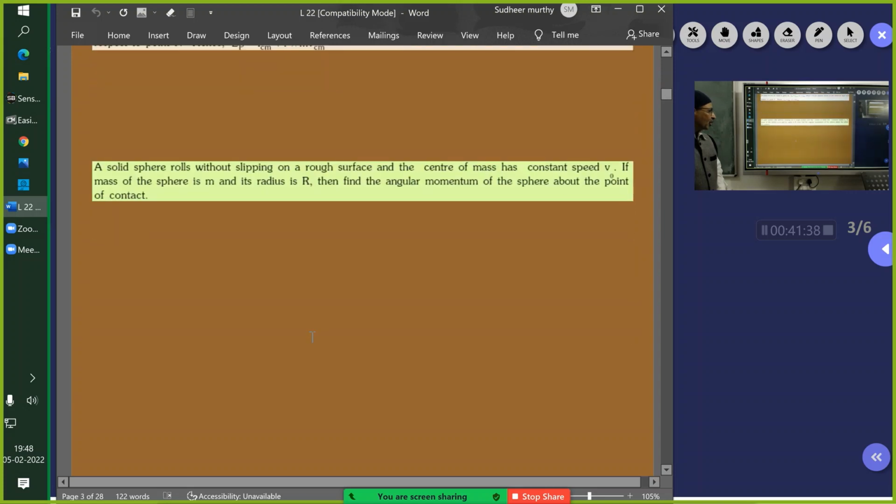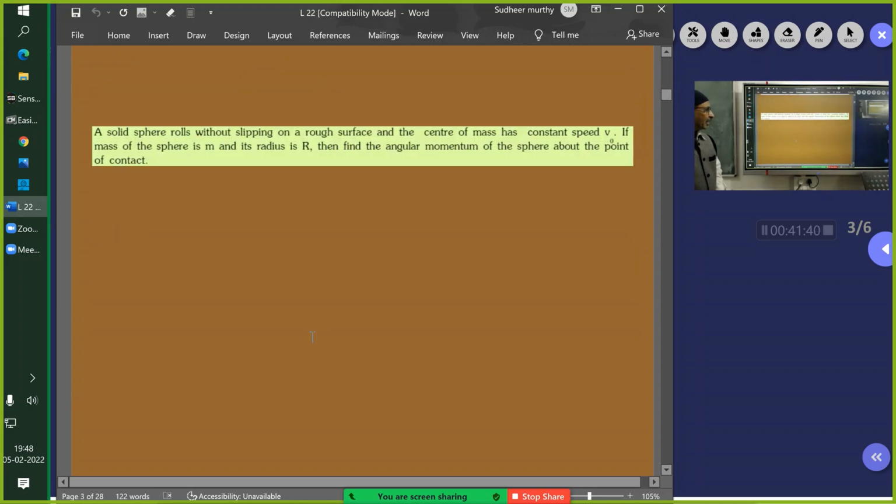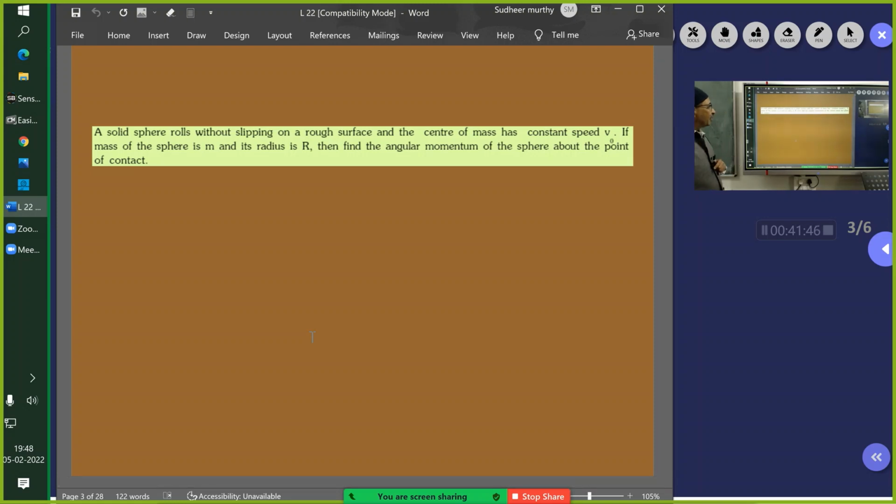A solid sphere rolls without slipping on a rough surface, and the center of mass has constant speed v0. If the mass of the sphere is m and radius capital R, find the angular momentum of the sphere about the point of contact. You can do it orally also if you want, if you are smart enough.